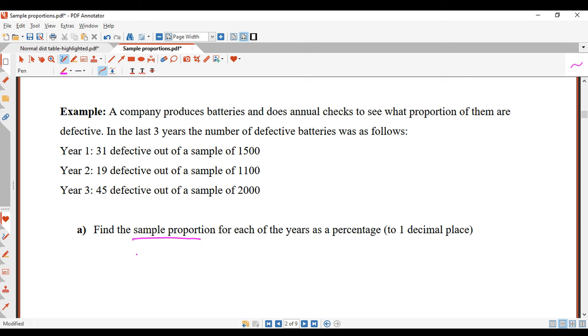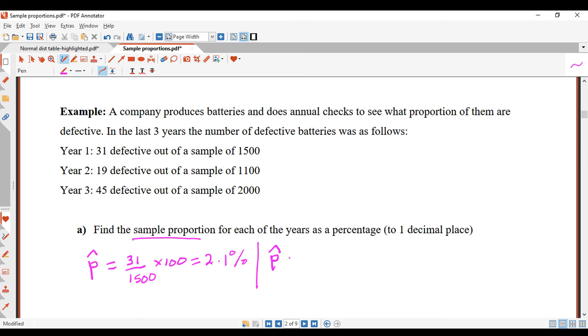So if you look at the first one, the sample proportion, let's use the correct notation, p hat, that is 31 out of 1,500. You've got to convert that to a percentage. So type that into your calculator. You should get about 2%. In fact, it should be to one decimal place, 2.1%. Okay, let's have a look at another one.